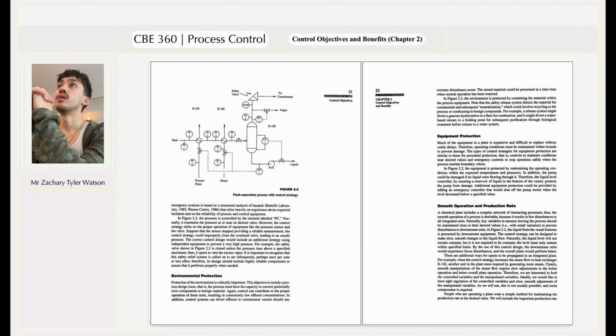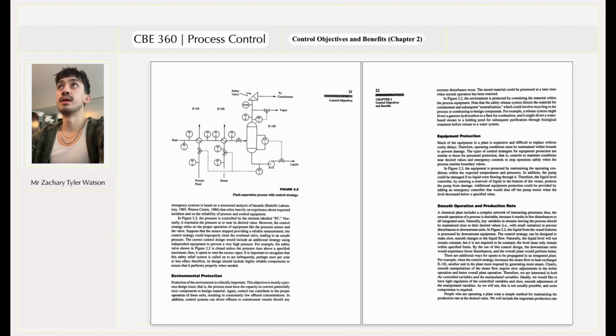For example, a release system might divert a gaseous hydrocarbon to a flare for combustion, and it might divert a water-based stream to a holding pond for subsequent purification through biological treatment before release to a water system. Equipment protection. Much of the equipment in a plant is expensive and difficult to replace without costly delays. Therefore, operating conditions must be maintained within bounds to prevent equipment damage, and these types of control strategies for equipment protection are similar to those for personnel protection.